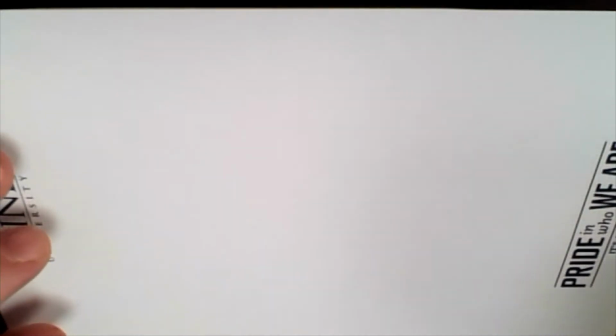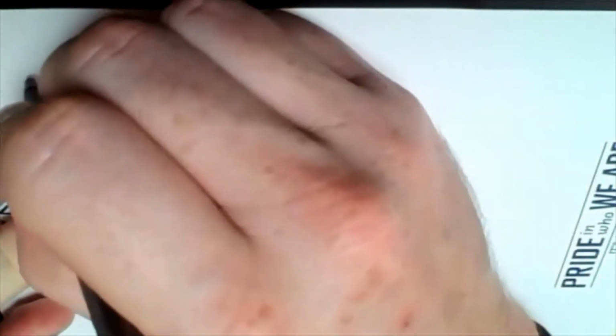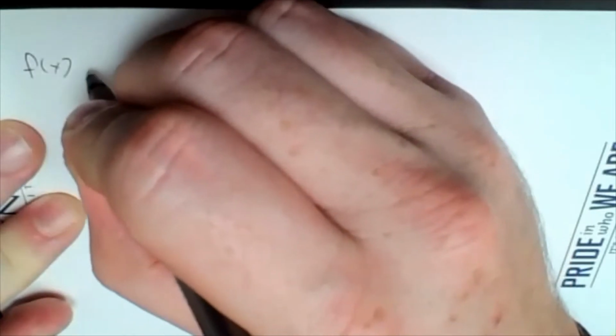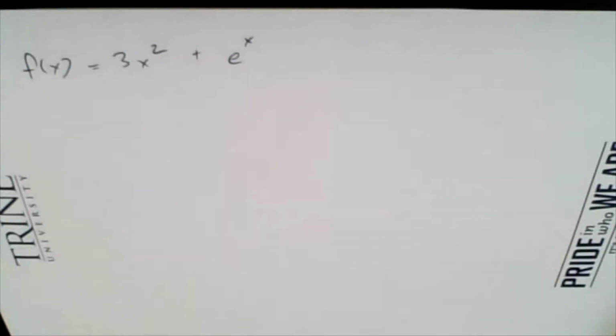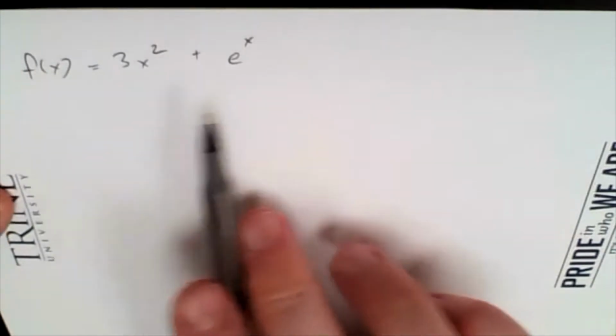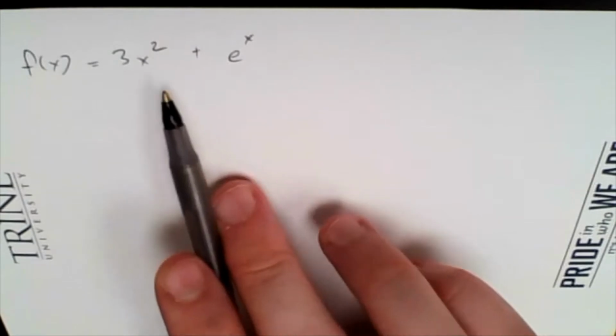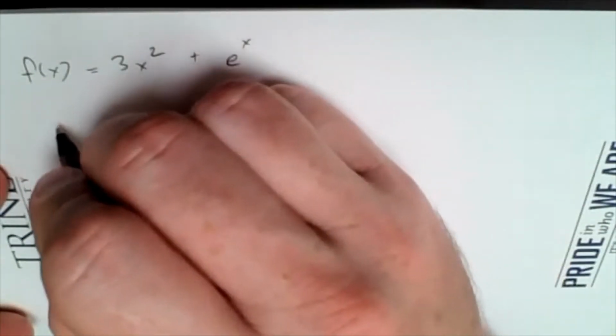As promised, I'm going to work through the solutions to last week's homework problems. The first set of problems is concerned with this function. f of x is equal to 3 times x squared plus e to the power x. We're first asked to find the formula of the secant line that runs through two different points. So we want f of 0 and f of 10.